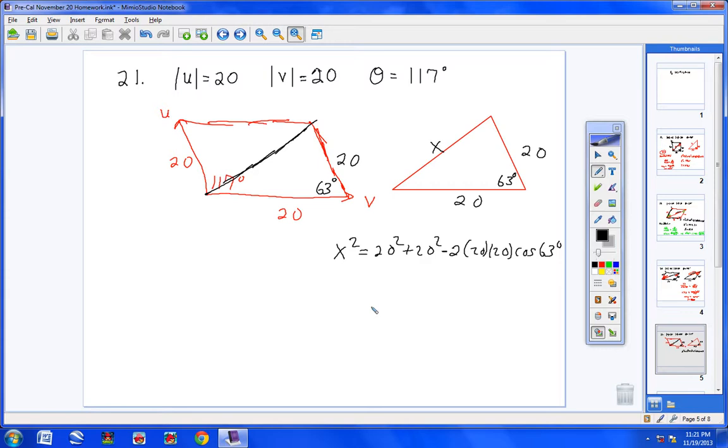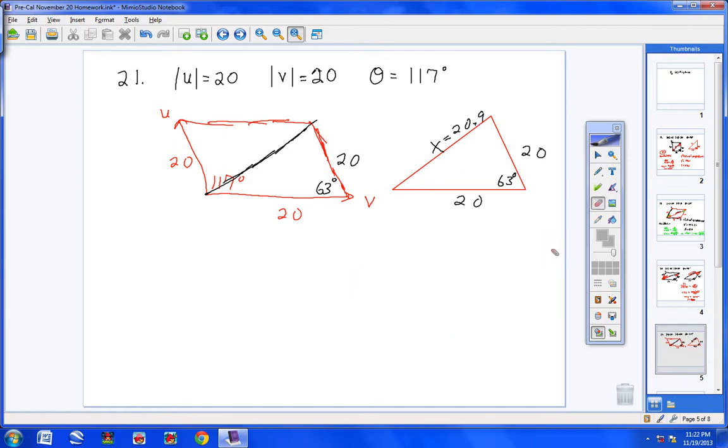And that's going to give you x squared equals 436.8076, etc. So if you take the square root of both sides, you'll get 20.9. So this length right here is 20.9, and that's the resultant. So you found the resultant.